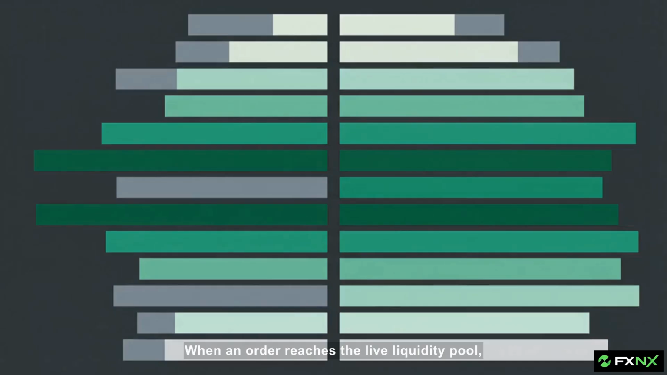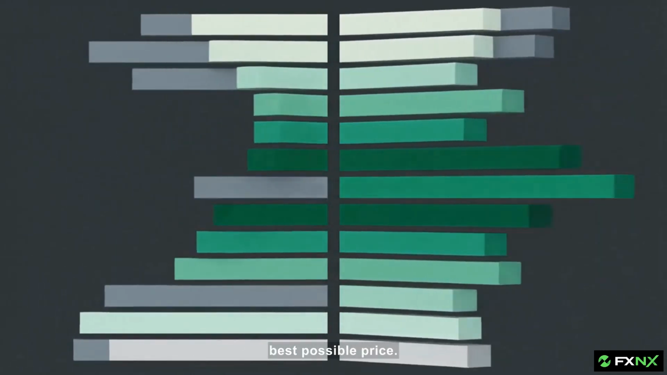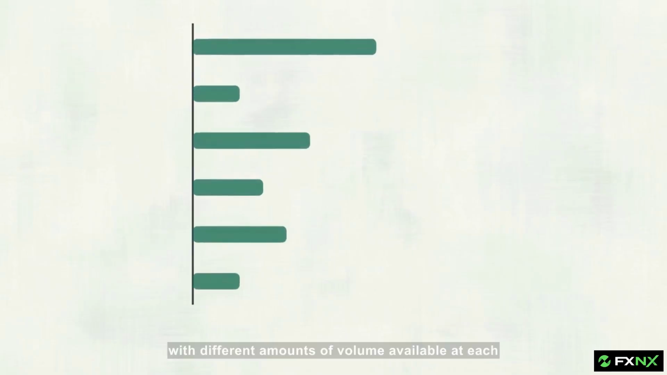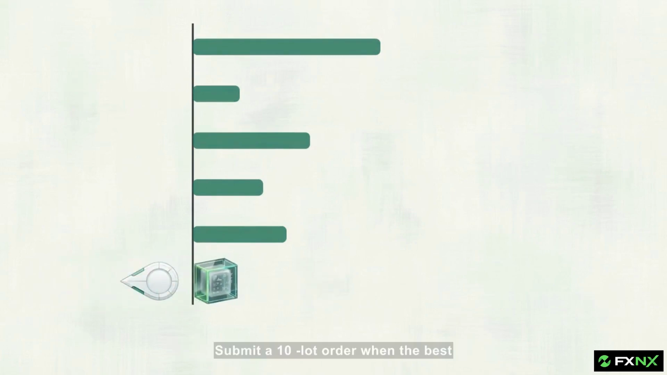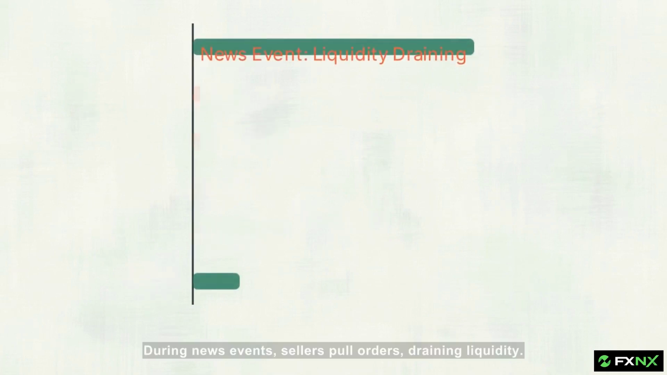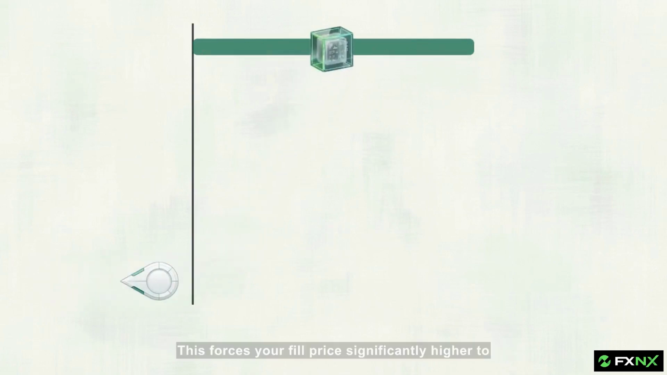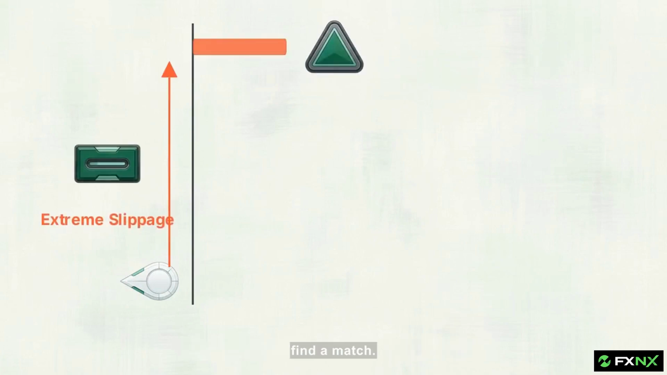When an order reaches the live liquidity pool, it must find a matching seller at the best possible price. Think of the depth of market as a vertical ladder, with different amounts of volume available at each price rung. Submit a 10-lot order when the best rung has 2 lots, and the system climbs the ladder to find the remaining 8, averaging higher prices. During news events, sellers pull orders, draining liquidity. This forces your fill price significantly higher to find a match.